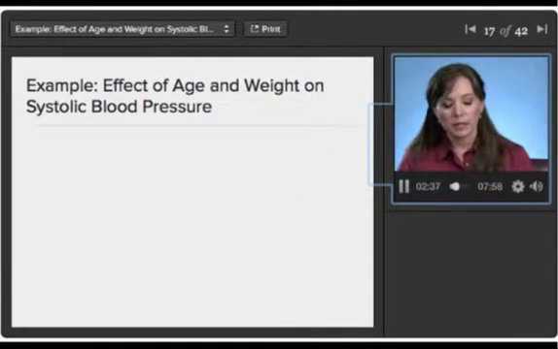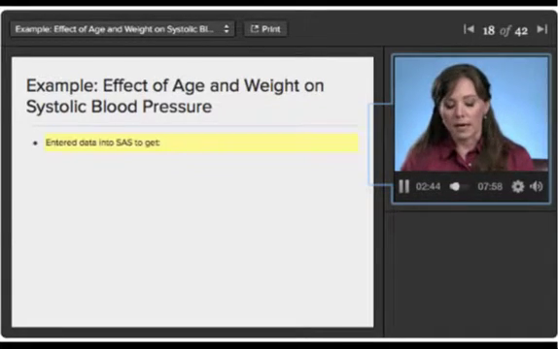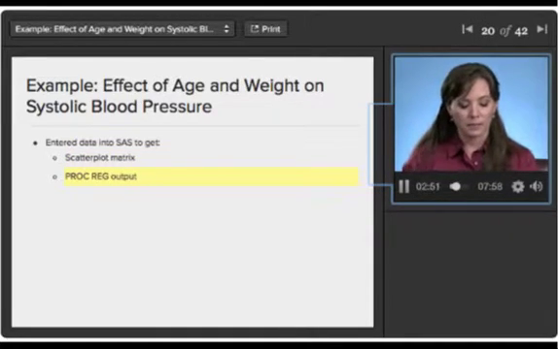As an example of this, let's look at the effect of age and weight on systolic blood pressure. Here we have the data, and we entered them into SAS, and we obtained a scatterplot matrix and the output from PROC REG, or the regression procedure in SAS.